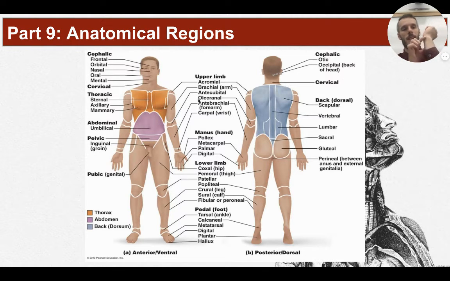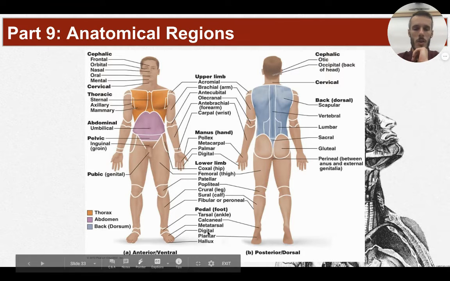The wrist is carpal. And then when we get down to the hand, there are a few different regions. So the thumb is called pollex. The back of the hand is metacarpal. The palm of the hand is palmar. And then the fingers are digital. Fingers are going to be the same as the toes. The toes are also digital if we come down here.